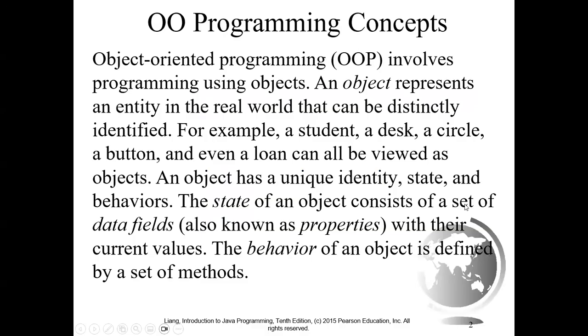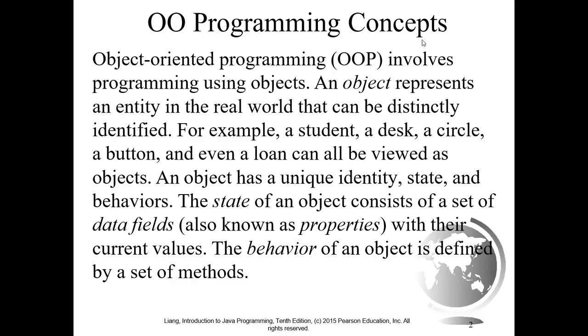So let's recall what OOP is, which refers to object-oriented programming, and it involves programming using objects. So what is an object? An object represents an entity in the real world that can be distinctly identified. Actually, you can regard anything as an object because anything in the world can have some attributes, it can have some behaviors, as long as you can name it or think about it, right?